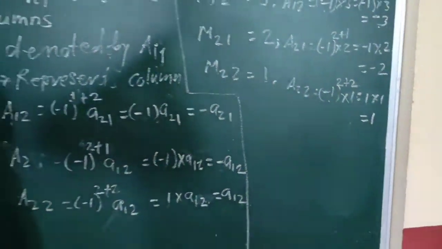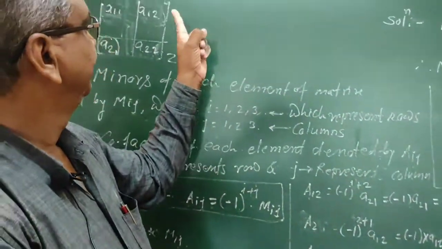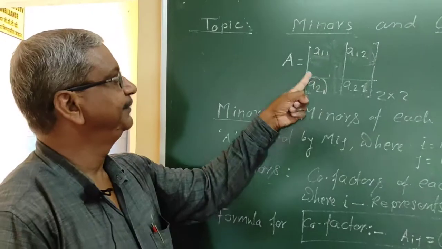So in this way we can find the minors and cofactors of the elements of the given matrix.